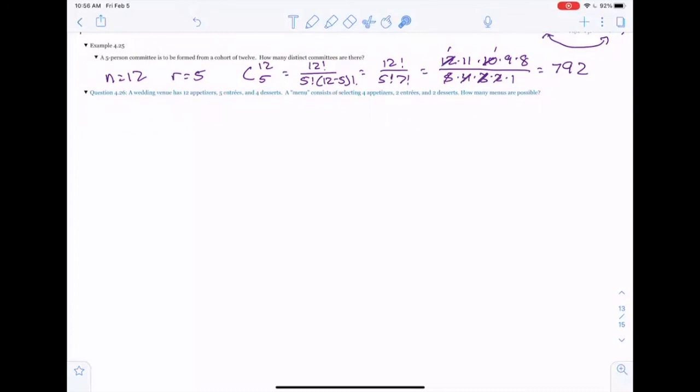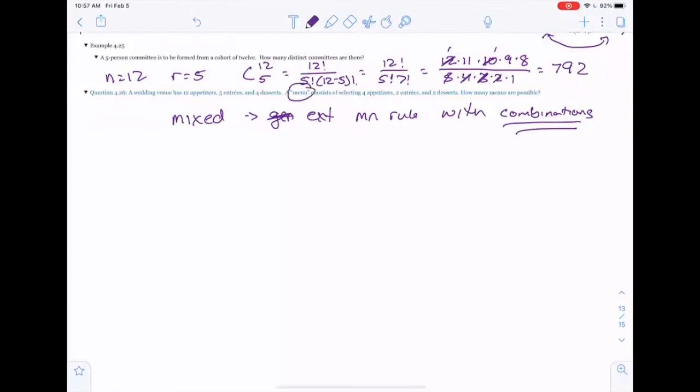So a menu for this venue consists of selecting 4 of the 12 appetizers, 2 of the 5 entrees, and 2 of the 4 desserts. How many different menus are possible? This is going to be a mixed approach. We're going to use the general or extended MN rule with combinations. Why would we use combinations and not permutations? When we're selecting a menu, does it matter which appetizer of the 12 is picked first, or does it matter just that you're selecting an appetizer? Because it's the latter, that's what we're going to go with.